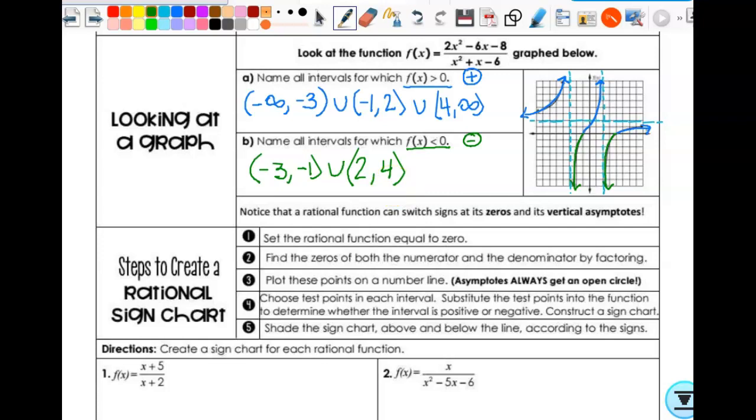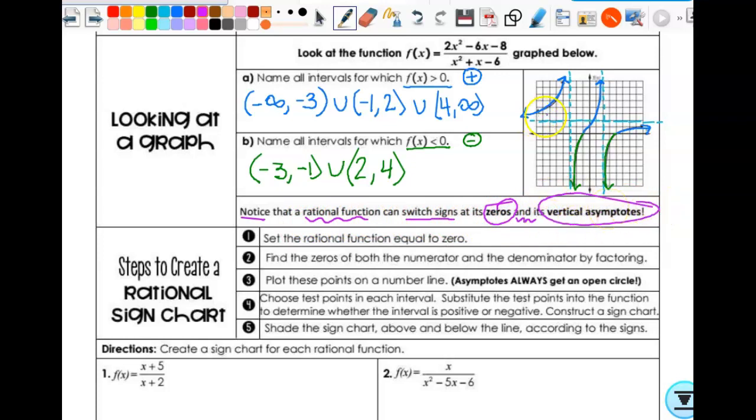Okay, everybody good with that? Any questions at all? Okie dokie. So here's another main difference between rationals and polynomials. On a polynomial, because it's continuous from negative infinity to infinity, the only time it can change from being positive to negative is when it crosses through the axis, right? So it can only change from positive to negative or vice versa at the zeros. But this says, notice that a rational function can switch signs at its zeros and its vertical asymptotes.